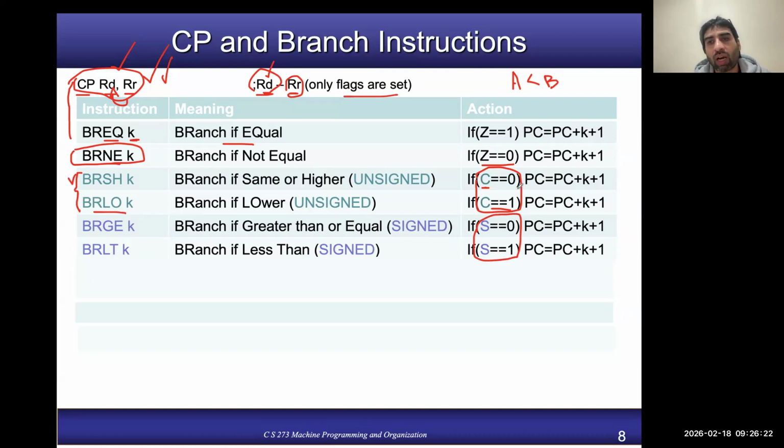Now you can ask why for unsigned numbers we look at the C flag, while for signed numbers we look at the S flag. The first part of the question should be clear to you because I just explained it on OneNote. However, the second part of the question, we are postponing for another lecture. So don't get stuck there. Keep that question in your mind, but don't allow it to waste your time. We will answer it in an upcoming lecture. Any questions?